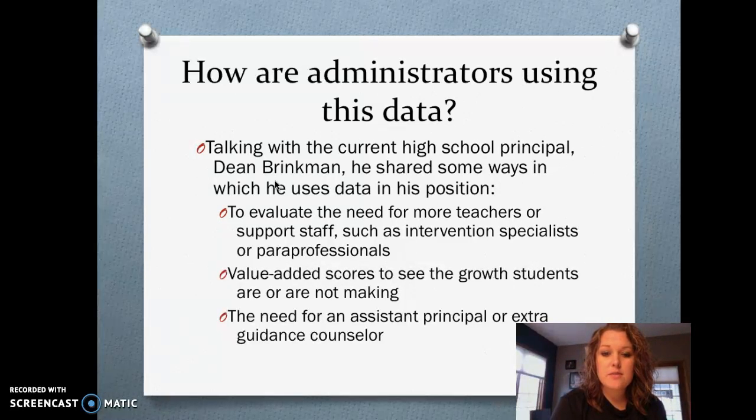Dean also shared with me that in his previous position as an elementary principal, he had a lot more diversity. So he went to the board to see if they would hire an extra guidance counselor because he saw a need for that with some discipline issues and things like that. So he said he used some of that data to help him in trying to get more support staff.